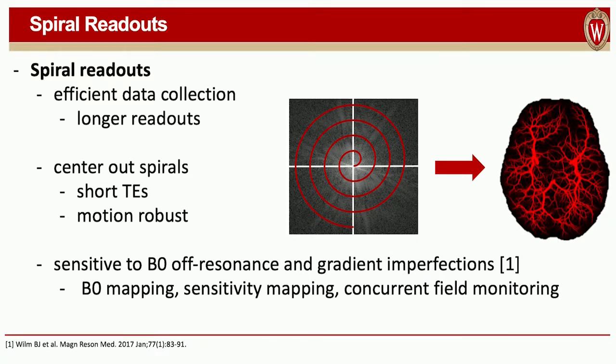However, spiral sampling patterns are sensitive to off-resonance and gradient imperfections. But recently, there have been many advancements in these corrections. For example, if you include extended signal modeling or encoding, you can use B0 mapping, sensitivity mapping, or concurrent field monitoring to correct for these imperfections.